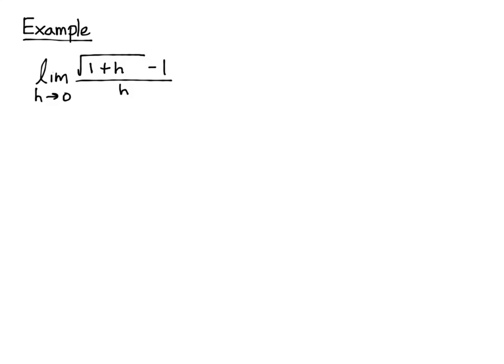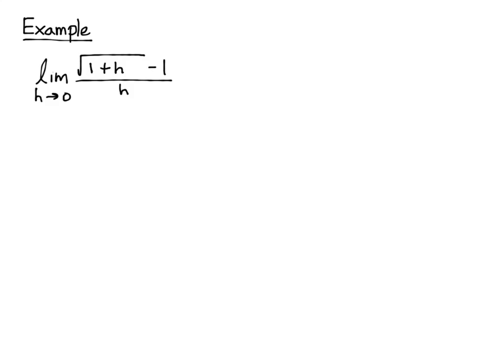Okay, so the slope of f of x equals the square root of x when x equals 1. So this is really what I'm getting at here. And I just want to show you some of the algebra that you'll have to go through to get to that. So how do you simplify that?